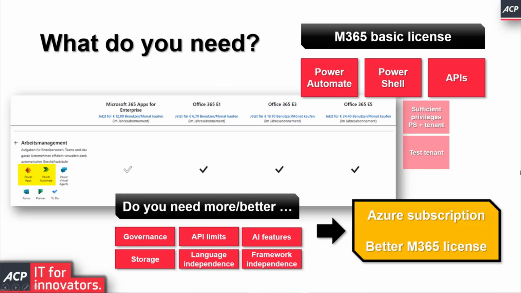And if you're running into these kind of problems, you will probably have to invest in an Azure subscription, which gives you solutions for all of the problems on the left-hand side. And if it's only specific things that you're looking for, such as API limits or governance or AI features, it might also be a better Microsoft 365 license. And there are also specific licenses, for instance for Power Automate, where you can get more features for a specific tool.